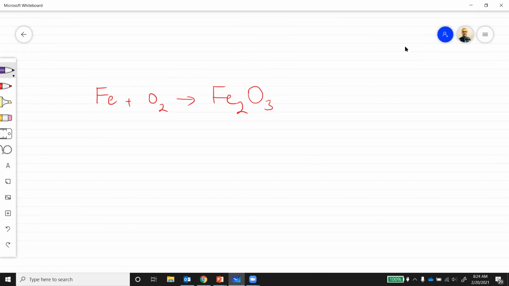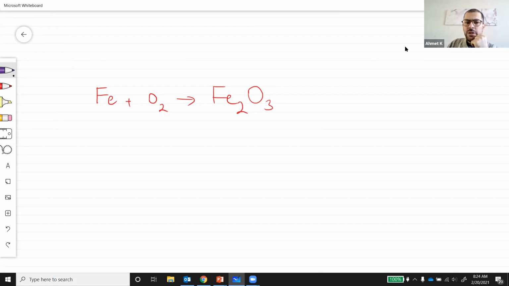Okay, I got it. Again, there's not just one way, but you may want to put 2 here, right? But then you're going to have oxygen unbalanced. So I think the easiest way is to balance the oxygen first.